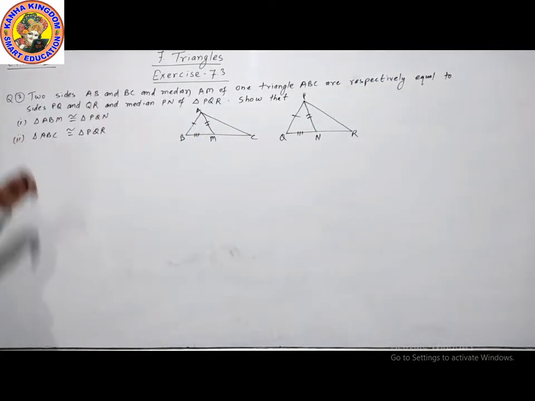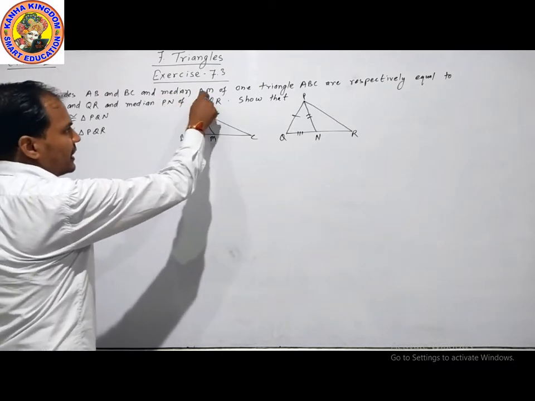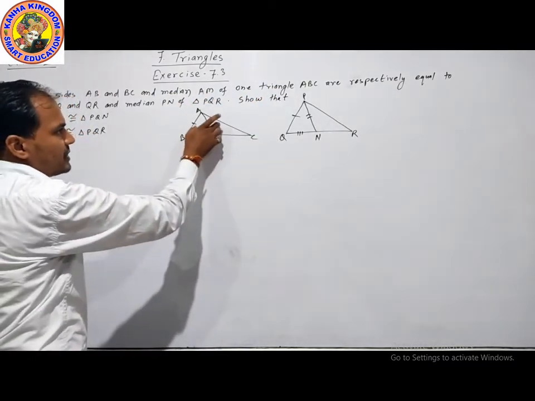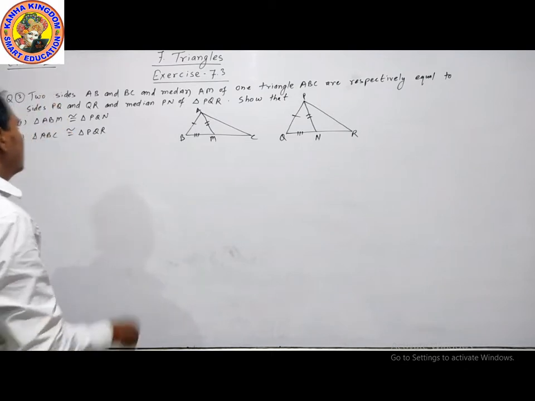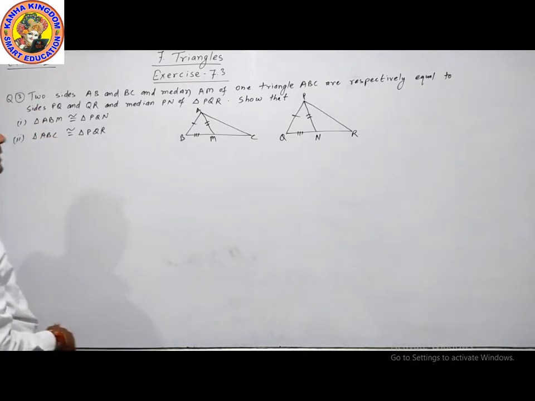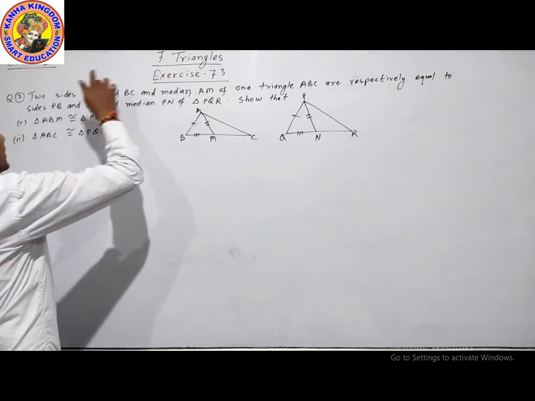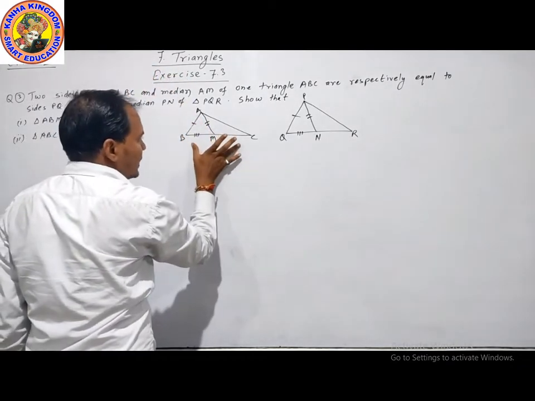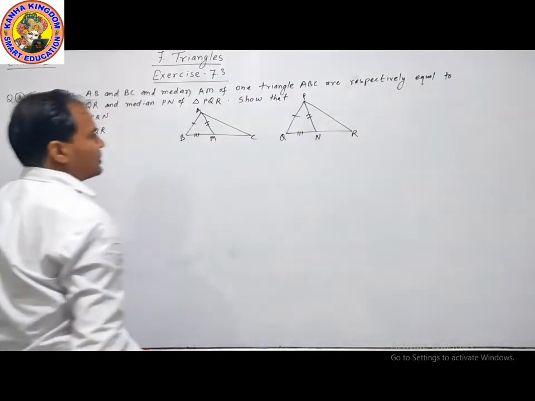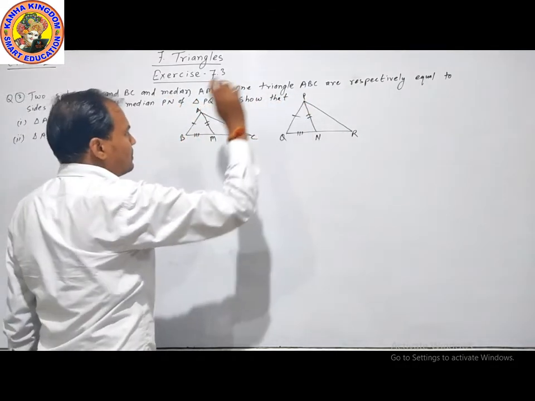Now student, our next question is question number 3. Two sides AB, BC and median AM of one triangle ABC are respectively equal to sides PQ, QR and median PN of triangle PQR. AB is equal to PQ. BC and QR are equal. This complete is BC, this complete is QR, equal. AM is equal to PN.